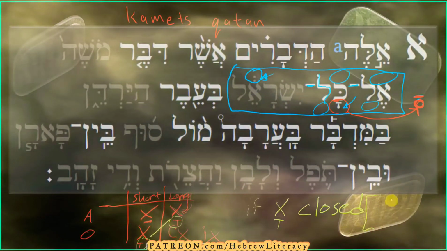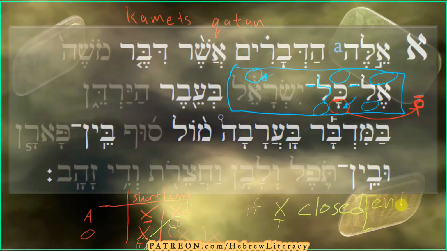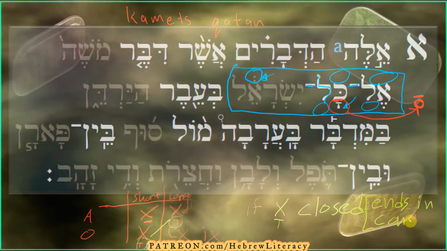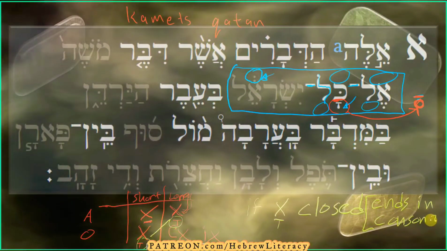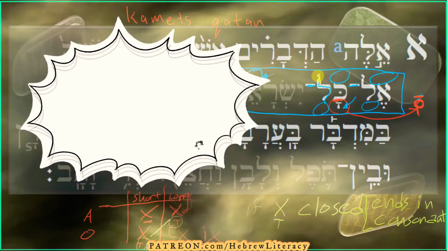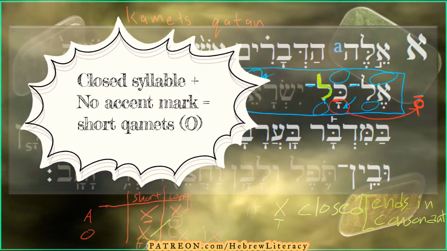I deleted out a lot of those transitions when I edited. I don't know if you guys saw. Ends in consonant. Consonant. Okay. So in this case, our consonant is the lamed. See up here? The syllable ends in a consonant.